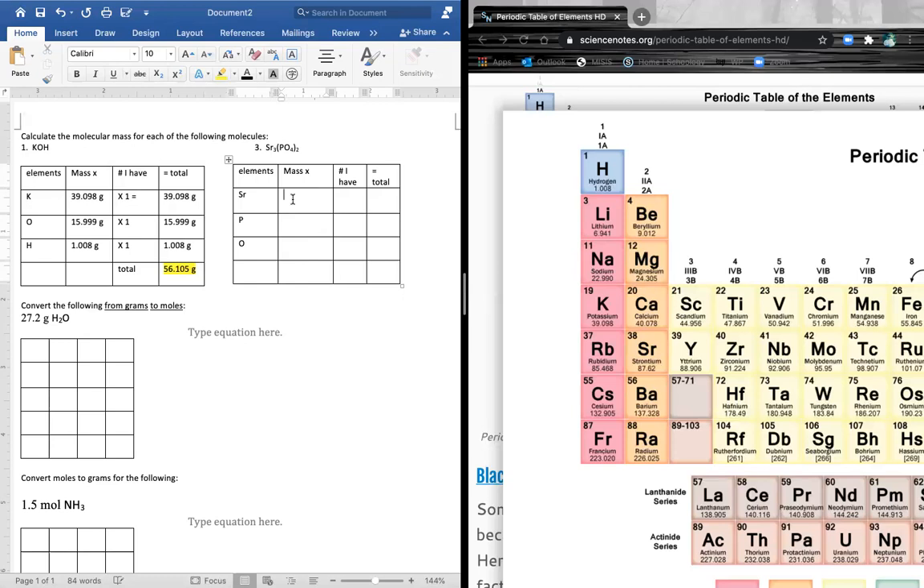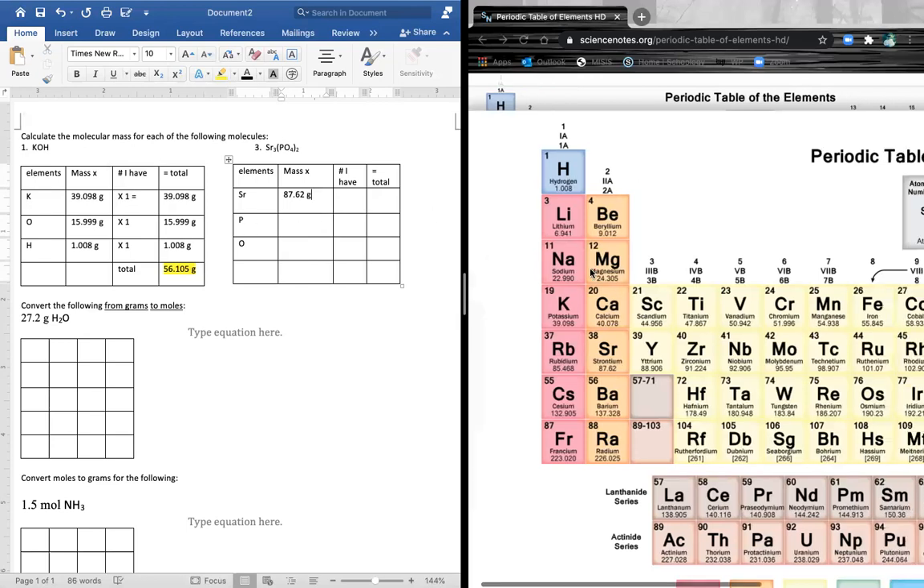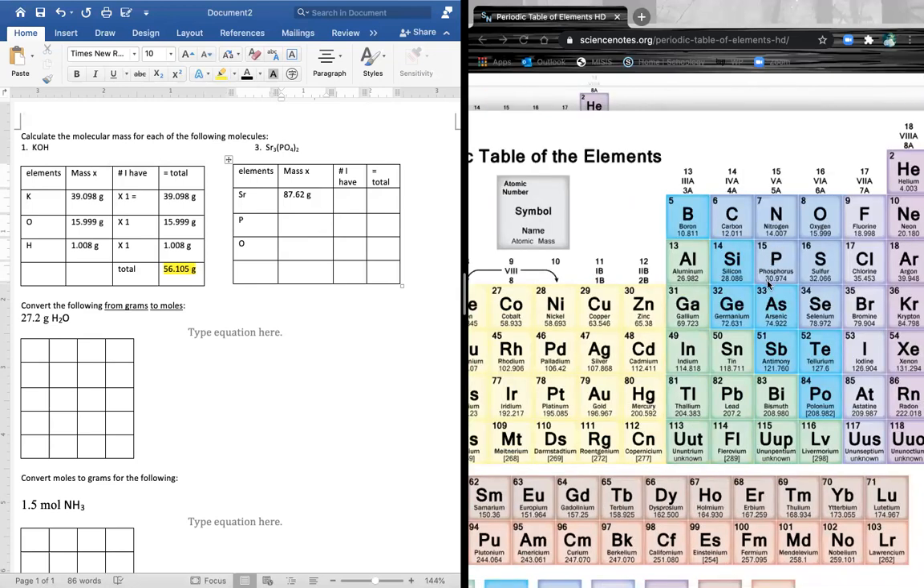Okay, so now I need to go down and find the mass of these. I go to the periodic table and I look for Sr, and it's right there, element 38. I look at the mass of this and it says 87.62 grams. Remember, these are all gram numbers. Next, I find P, which is right there, element 15. The mass here is 30.974 grams. Lastly, I have O, 15.999 grams. So there's our oxygen again. We're going to see that element all the time.